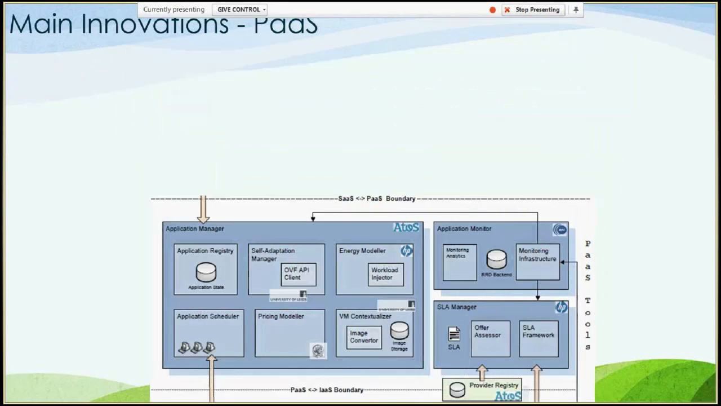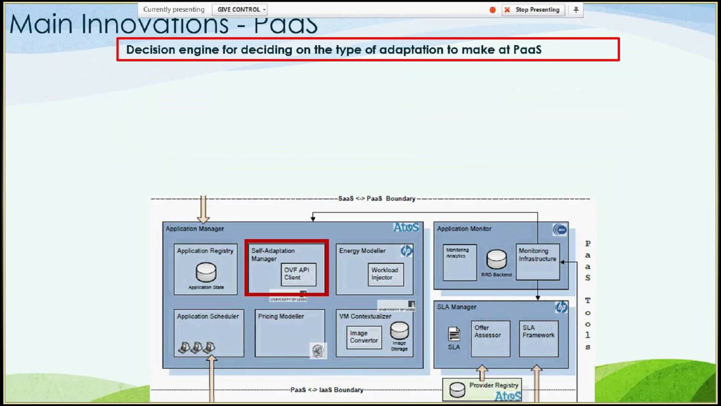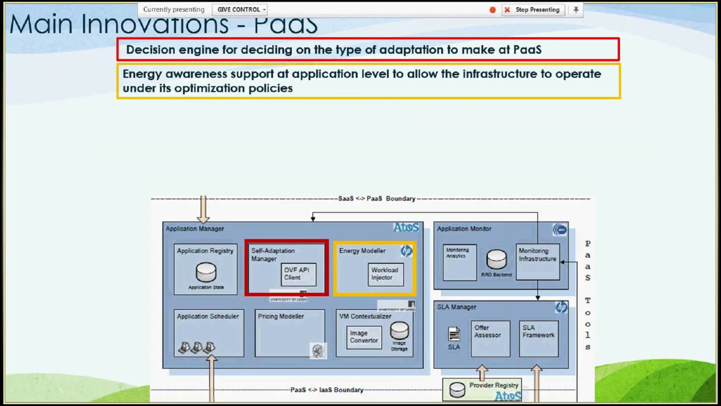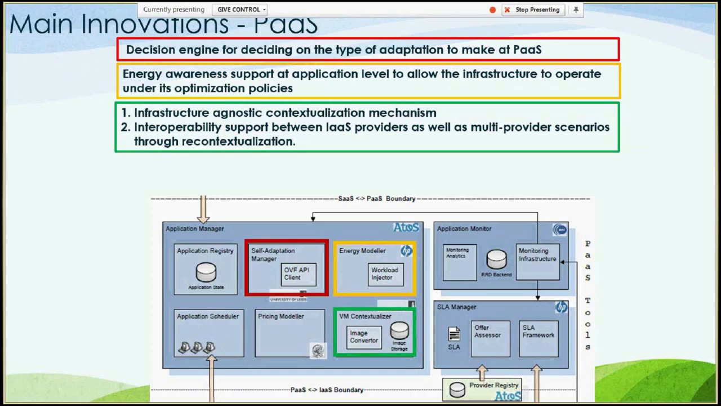At the SaaS level, we have a self-adaptation manager, which, as mentioned earlier, is very much a decision engine to decide on the type of adaptation to make at the PaaS level. We have an energy modeler, which is again to look at how much energy an application is likely to consume on specific infrastructure and their optimization policies. We can look at the VM contextualizer, which is an infrastructure agnostic contextualization tool. So it allows you the automatic configuration of your service in terms, for example, of libraries before it is deployed on a cloud environment.